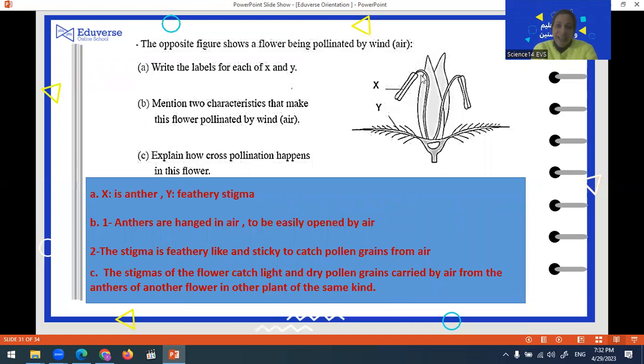Okay, the anther hangs outside, and the stigma is feathery. Next question: mention two characters that make the flowers pollinated by wind.